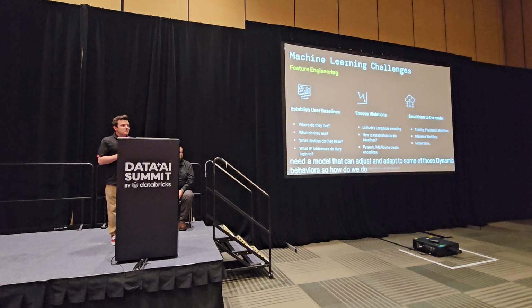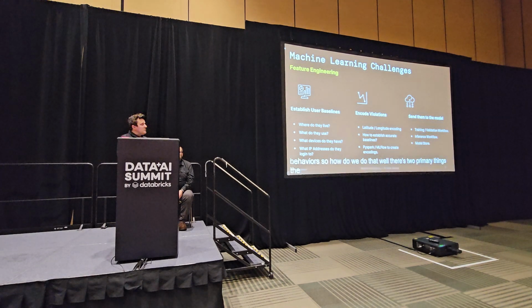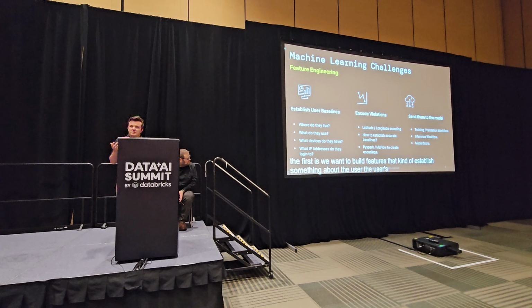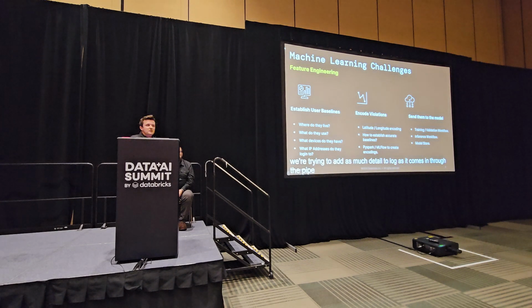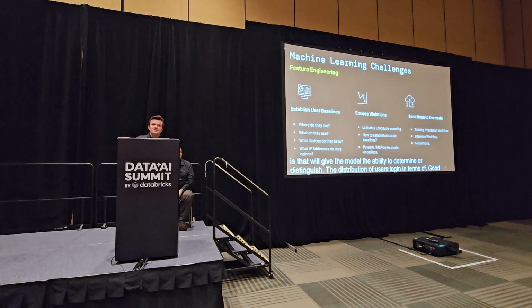So how do we do that? Well, there are 2 primary things. The first is we want to build features that establish something about the user's baseline, based on what we know. And then if we have that, we can start to encode violations alongside those baselines. So basically, you can think of it as we're trying to add as much detail to a log as it comes in through the pipe, both baseline information and violations. With all that information in place, the goal is that it will give the model the ability to distinguish the distribution of a user's login in terms of good logins, or just normal ones, versus anomalous ones.